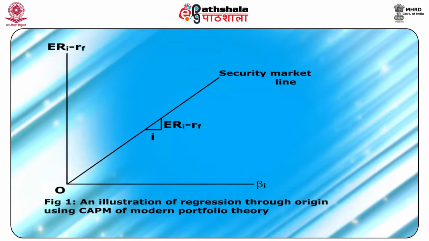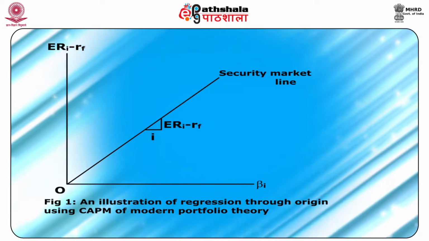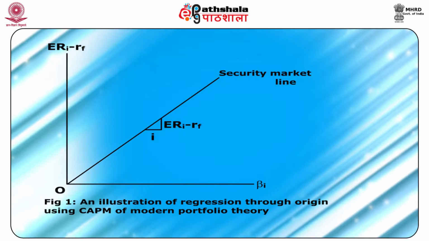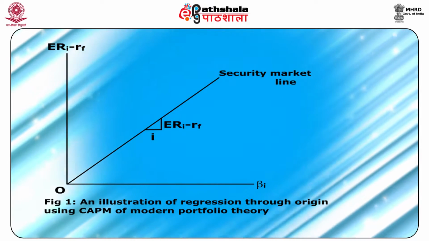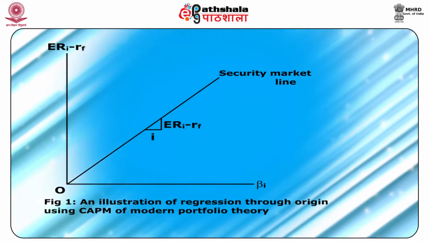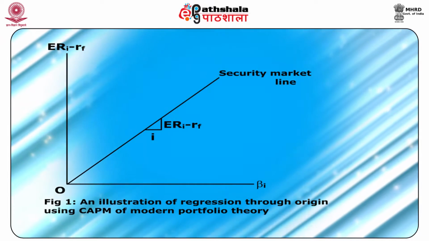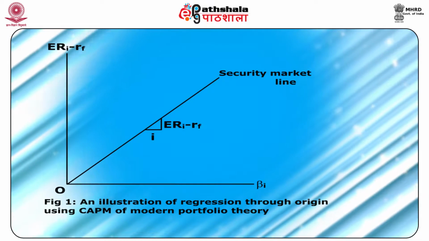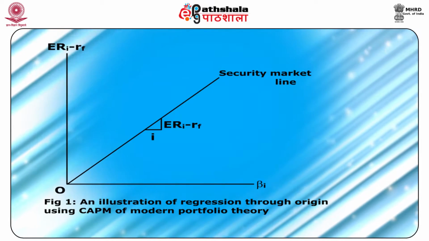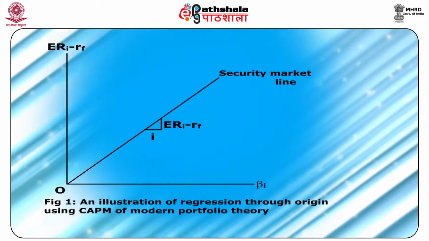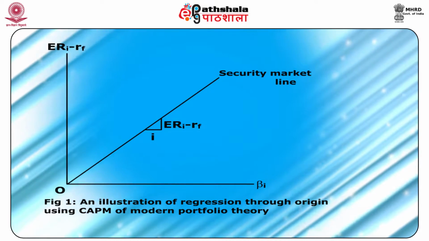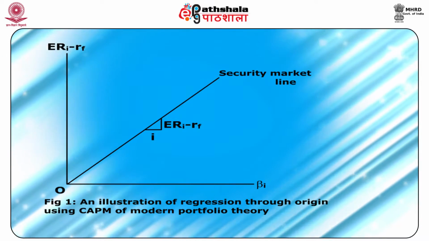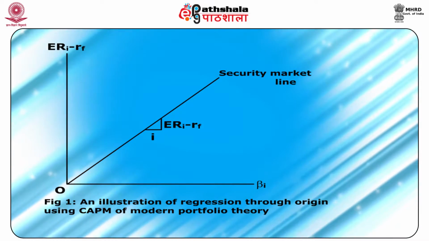Now the same relationship can be depicted through the diagram, and you can see we have on the x-axis beta i, and on the y-axis we have ERi minus Rf, and you can see that the line, which is the security market line, passes through the origin, and the slope is nothing but ERi minus Rf. And this is the illustration of the CAPM model which is given in our diagram.